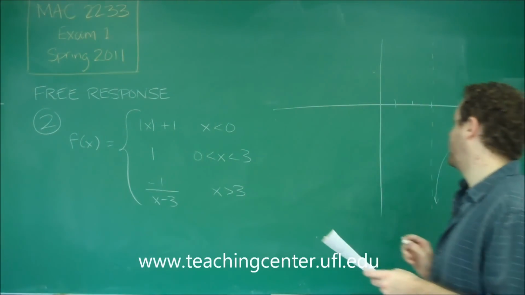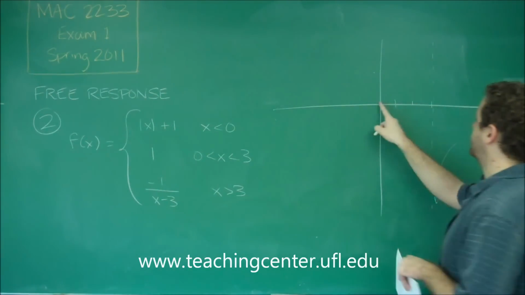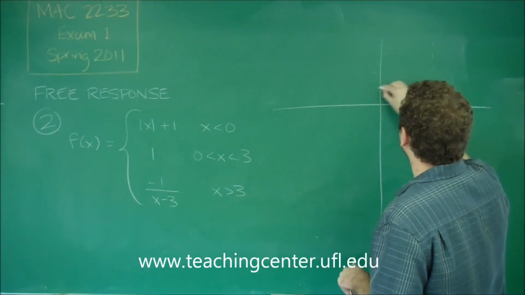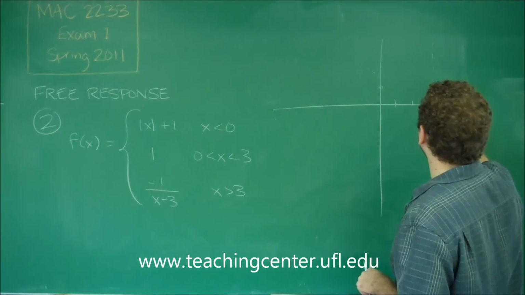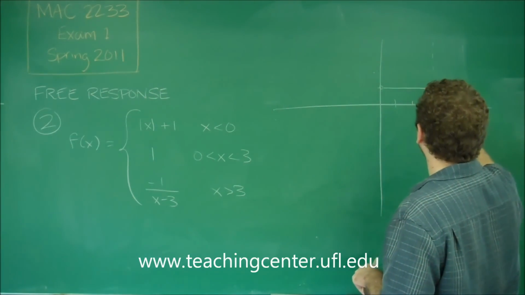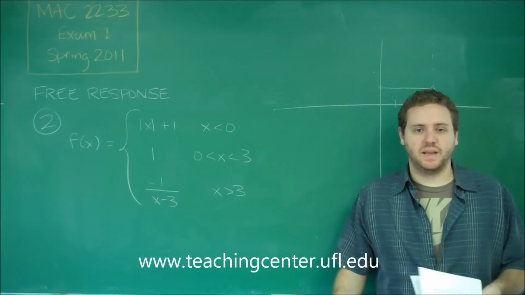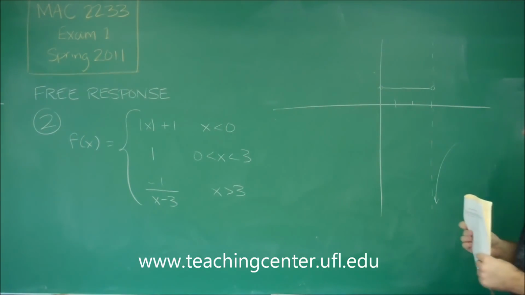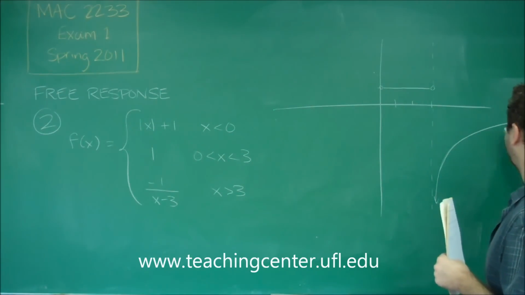Okay, let's see what else was going on. Well, between 0 and 3, this span right here, our y value is just 1. However, it's going to be open circles at both endpoints because we don't have or equal to signs. We don't have those final endpoints there. Okay. So this one is going to go like that.